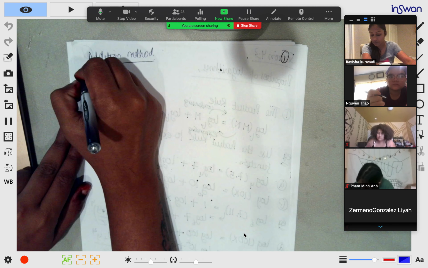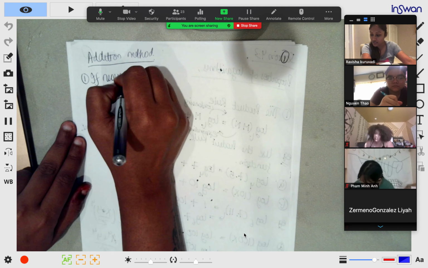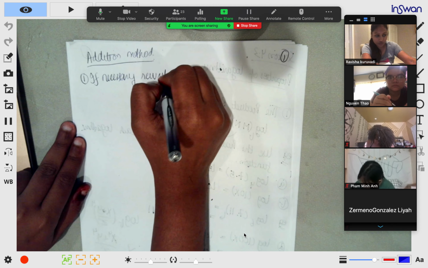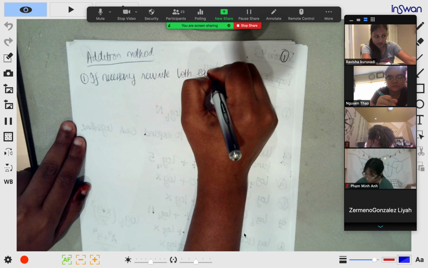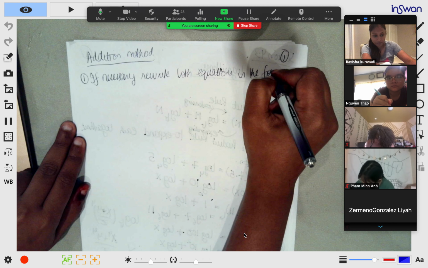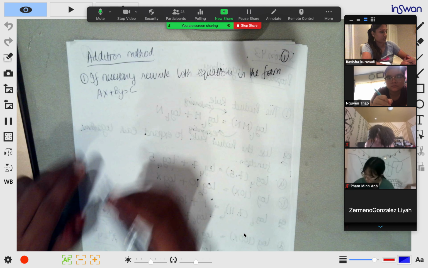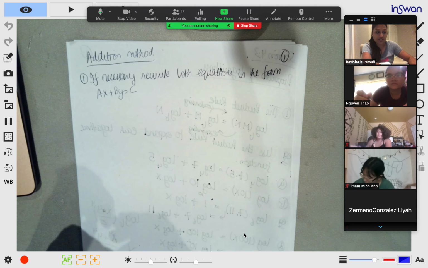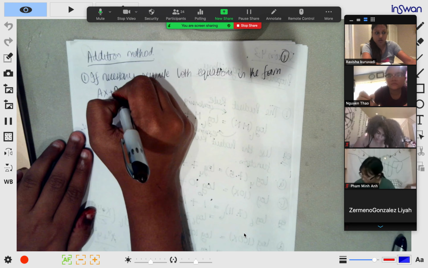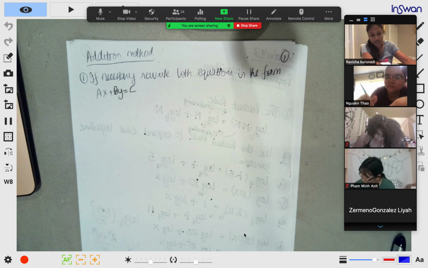Step 1 will be, if necessary, rewrite both equations in the form ax plus by is equal to c. So that's what you have to do. First step is to write the x term plus the y term is equal to the constant. If your equation is not in this form, you have to make it in this form. X term then y term is equal to constant.